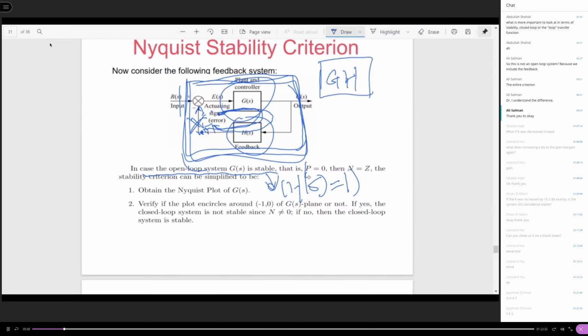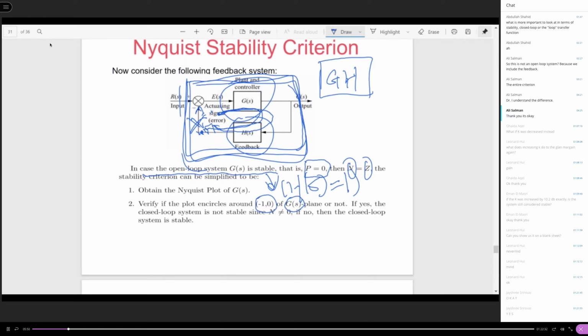In this case, P is straightforwardly equal to 0 because there are no right half plane open loop poles, right? So you can see that N in this case is going to be equal to Z. The stability criterion can then be simplified to just checking whether G of S's Nyquist plot is going to encircle the -1, 0 point or not.